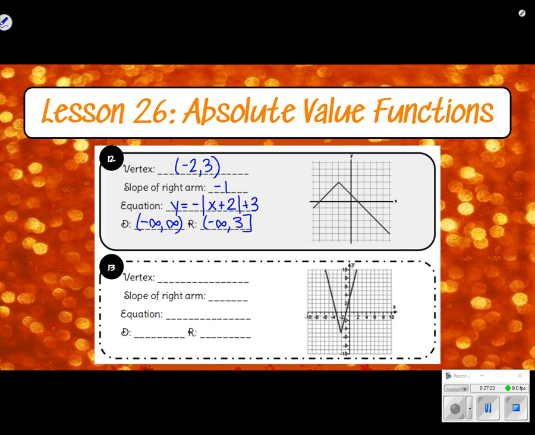Here we go. All right, this one has a vertex at negative 2, negative 5. The slope of the right arm is up 1, 2, 3. Looks like it's 3 over 1. I did like a 6 over 2 kind of thing. So I think the slope is 3. So my equation is y equals 3 absolute value of x plus 2 minus 5, with the domain going from negative infinity to positive infinity, and the range going from negative 5 to positive infinity.